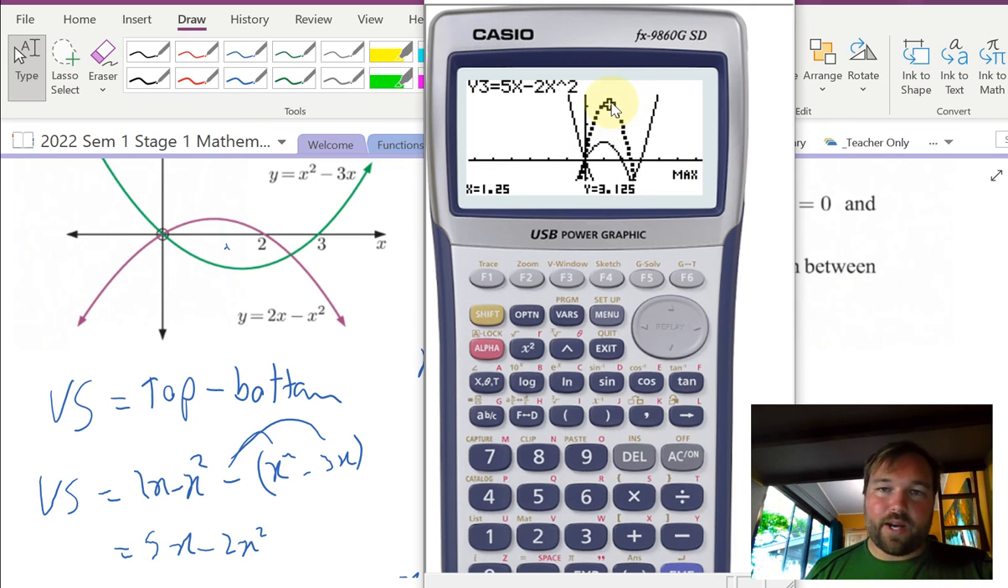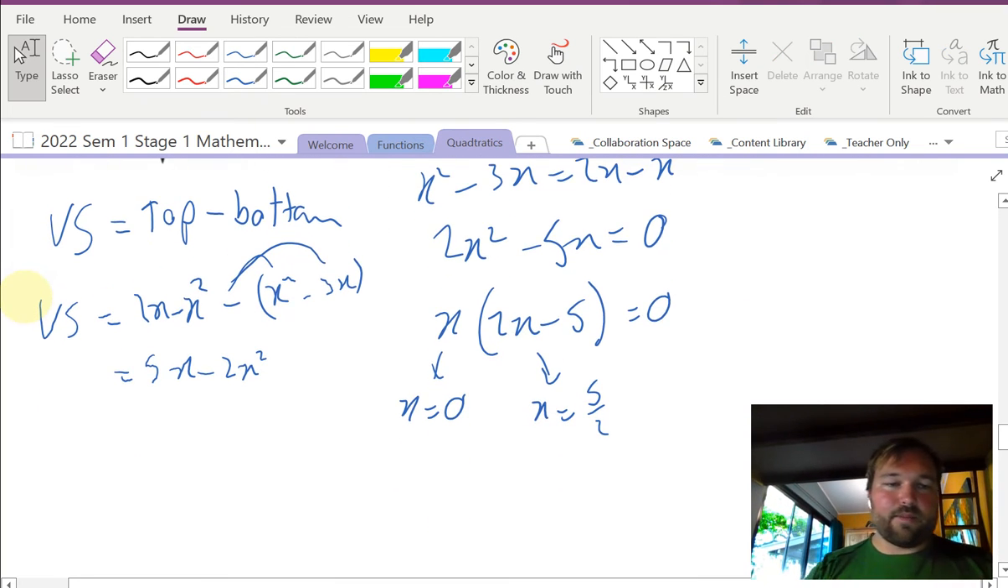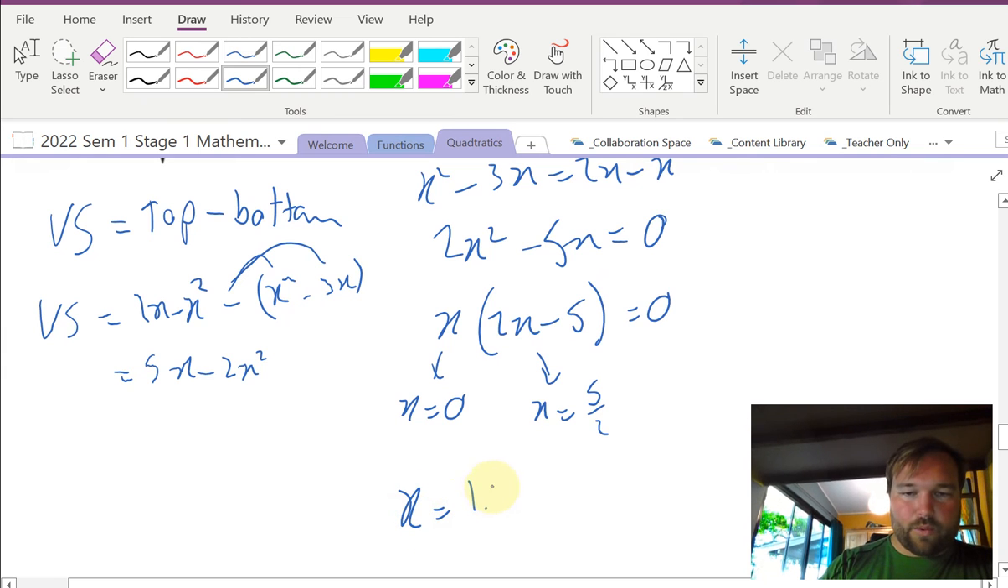Same with minus b on 2a, but that value is about the 1.25 that we're looking at here, and that will give us the maximum value. So when x is equal to 1.25.